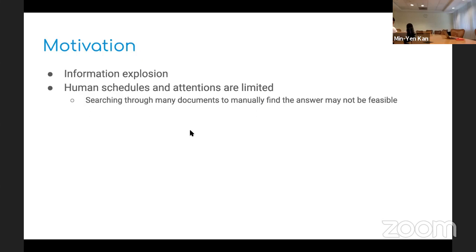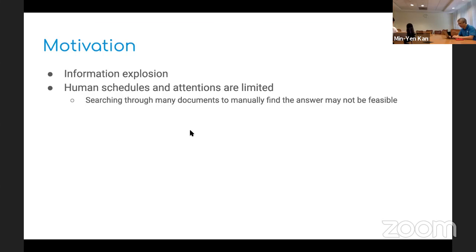So why do we need machine reading comprehension? The reason is that we now have this information explosion. There is so much information and so many documents everywhere, but our schedules and attention are very limited. If we have a huge organizational Google Drive and want to know some particular piece of information, we can't just search through all the documents in the drive to find it. So having a system that can understand all these documents and answer our questions is basically the motivation for MRC and QA.